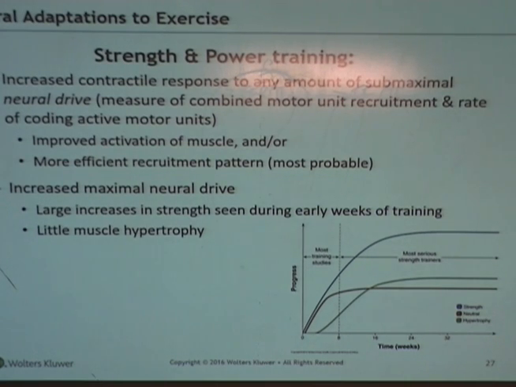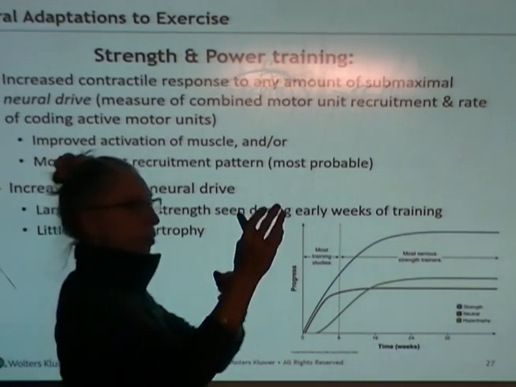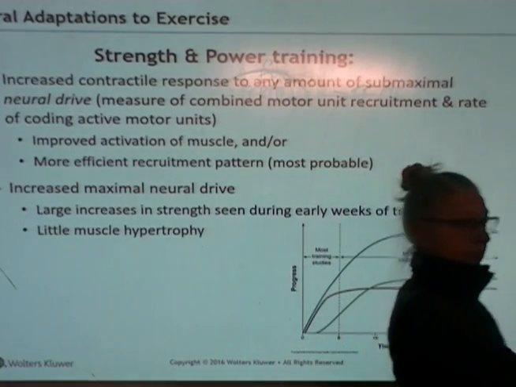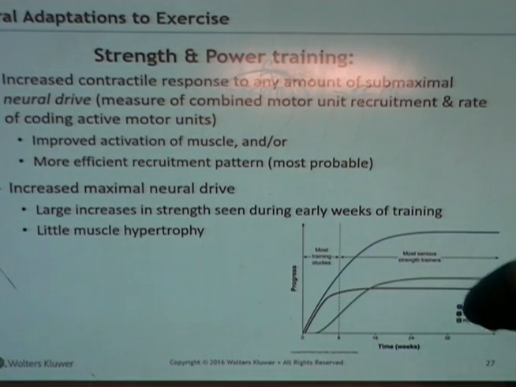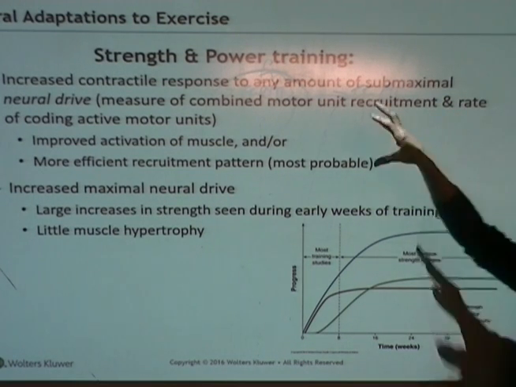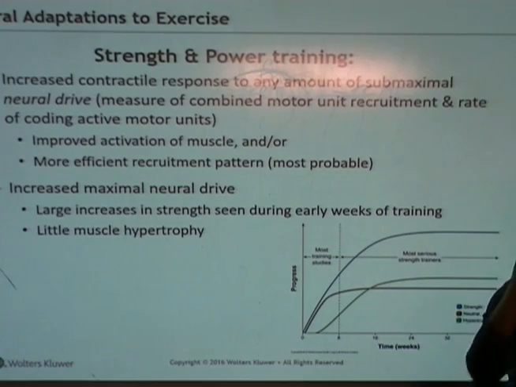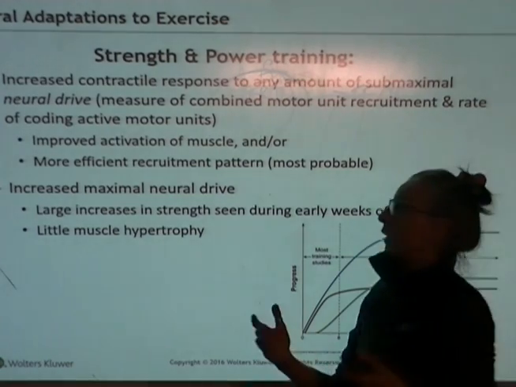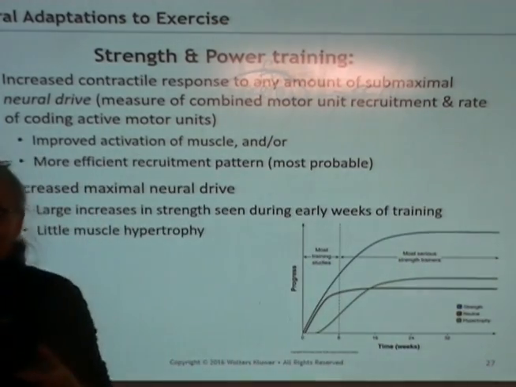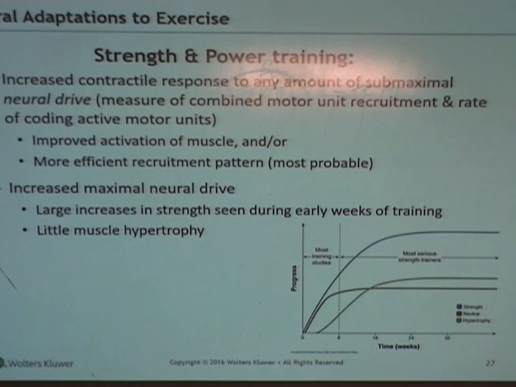Adaptations. This is really, really cool. Fascinating stuff, right? Because now, not only do we see adaptations that we talked about in the previous chapter within the actual muscle tissue to training, we see adaptations within the neural system to training, right? And it depends on what kind of training I'm doing.